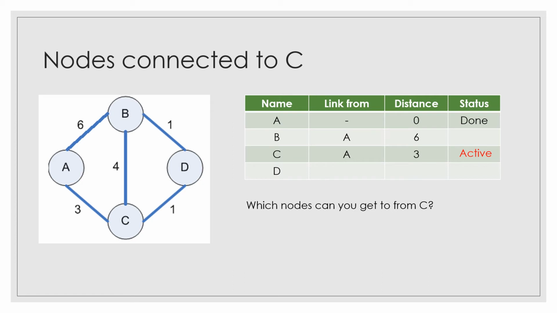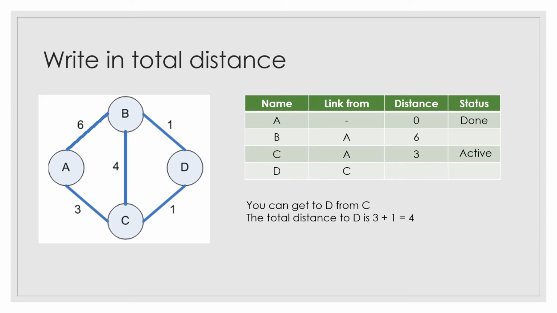We repeat what we did before. We find all the places we can get to from C. What's the answer to that? Have a little think. So the nodes that we can get to from C are A, B, and D. A, we don't revisit. We never go backwards. So we're not going to go back to A. A is done. So that leaves us with B and D.